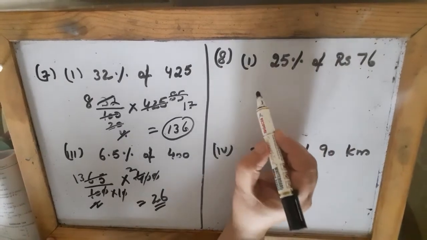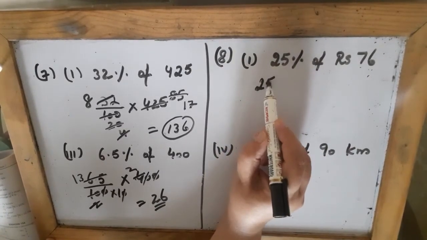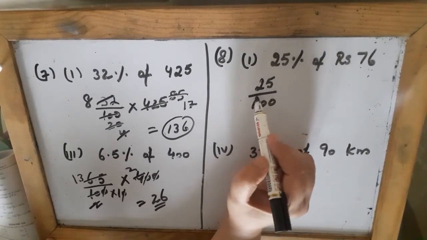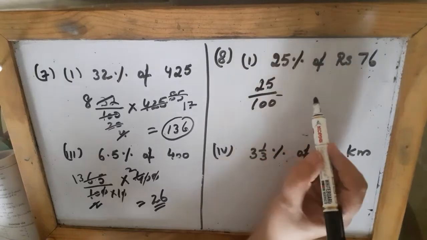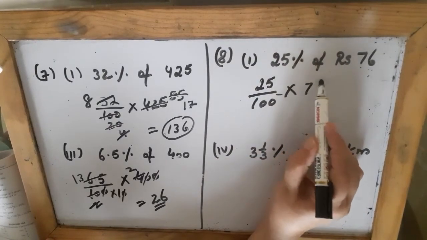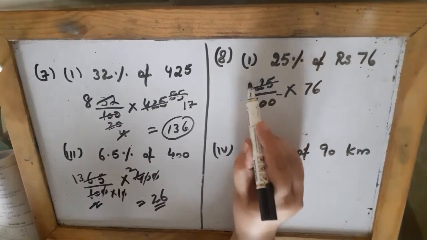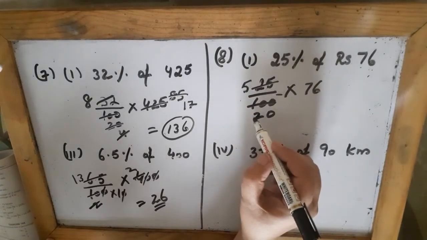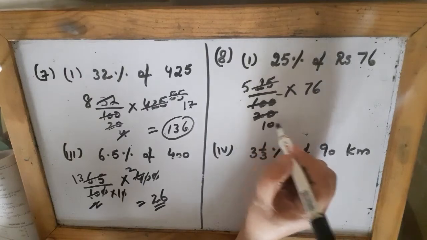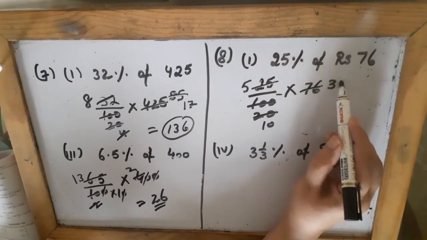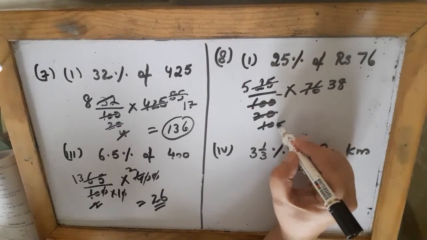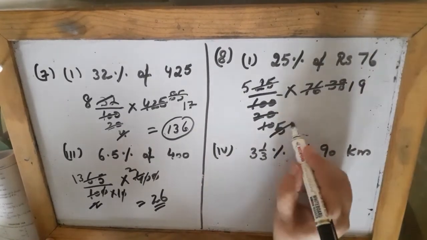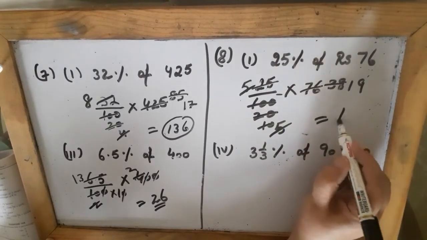So again, this is the 8th question. So 25%, you write this in fraction form. 25 upon 100, multiply by 76. Reduce this. 5 5s are 25, 5 2s are 10, then 2 10s are 20, 2 3s are 6, 2 8s are 16, 2 5s are 10, 2 1s are 2, 2 9s are 18, and 5 and 5 also gets cancelled, so it's 19.